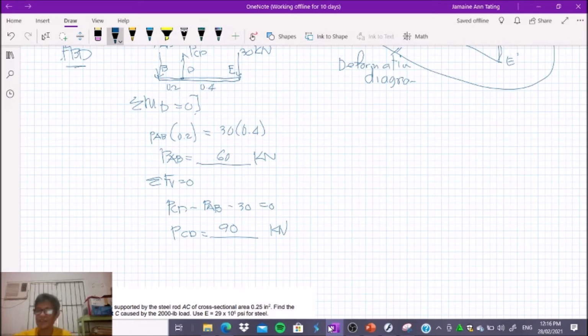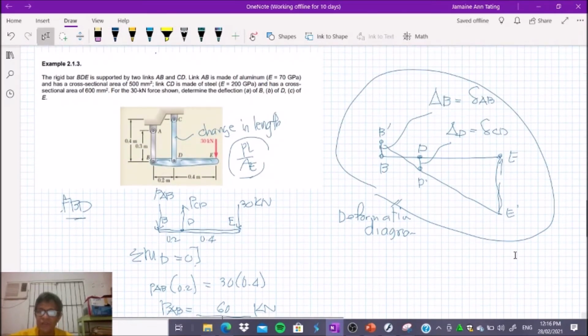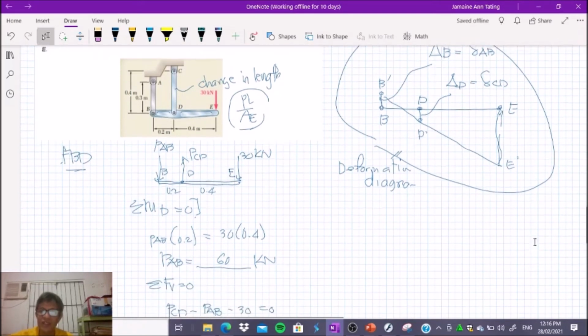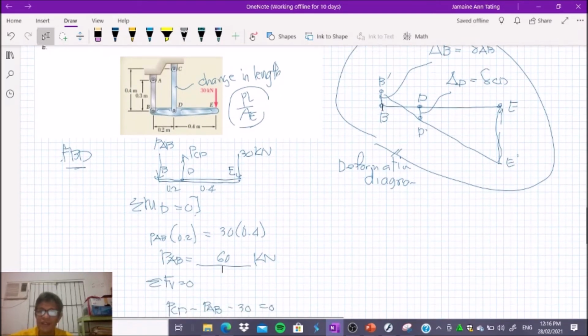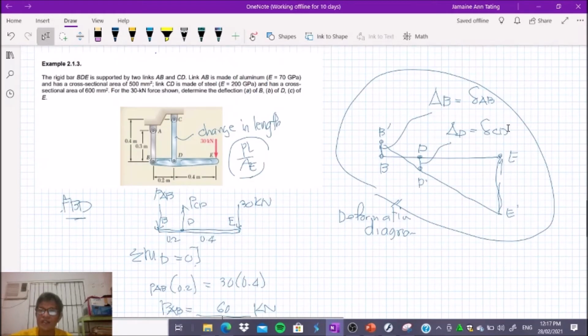Then after that, you are now going to use your knowledge on deformation by using this diagram. Then, ang mangyayari dito, since meron ka na ng PAB, makukompute mo na yung mga value na ito. Makukompute mo na yung dalawa na yan. Then, pag nakompute mo yan, pwede ka na mag ratio and proportion para makuha yung value.